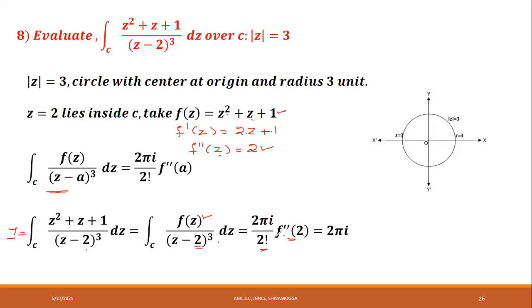And cancel this 2 with this 2 factorial. 2 factorial is 2. This is actually 2 pi I divided by 2 factorial. 2 factorial is 2, and f double dash 2 is also 2. Therefore, this is equal to 2 pi I.